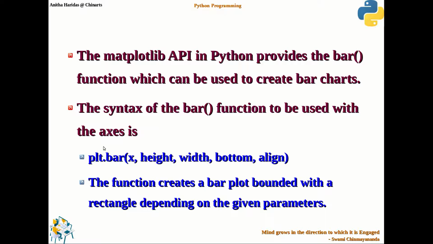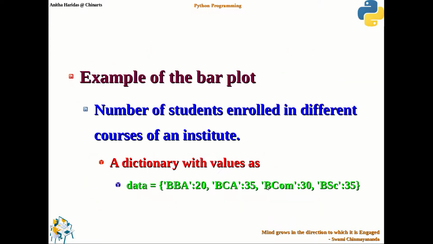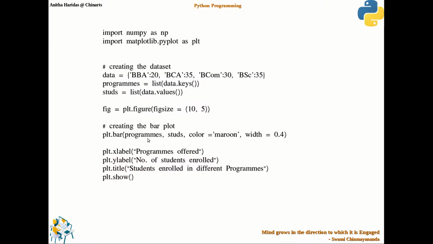The pyplot dot bar is the function which is used for creating the bar chart, which takes these parameters. Then we had seen an example of a bar plot, like how we can create a bar plot for the number of students enrolled in different courses or in different programs of an institute. This was the program we had seen, and we had seen how this particular bar function will create a bar plot.